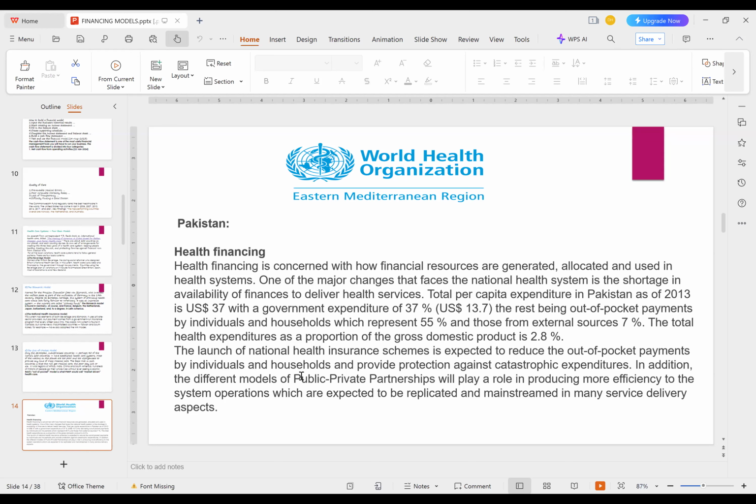The launch of national health insurance schemes is expected to reduce the out-of-pocket payments by individuals and households and provide protection against catastrophic expenditures. In addition, the different models of public-private partnerships will play a role in producing more efficiency in the system operations, which are expected to be replicated and mainstreamed in many service delivery aspects.